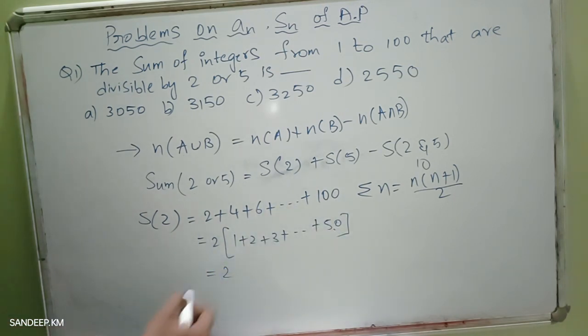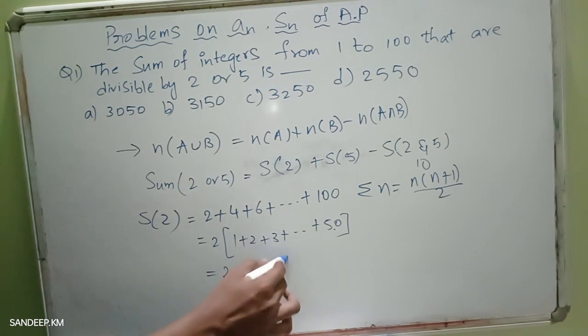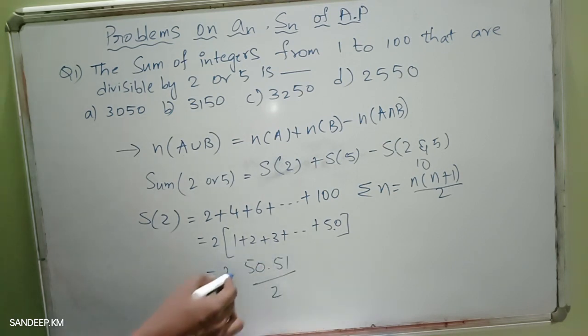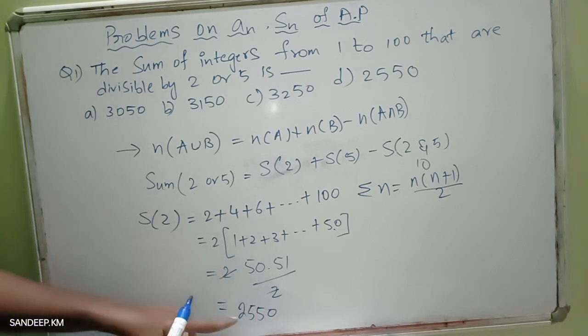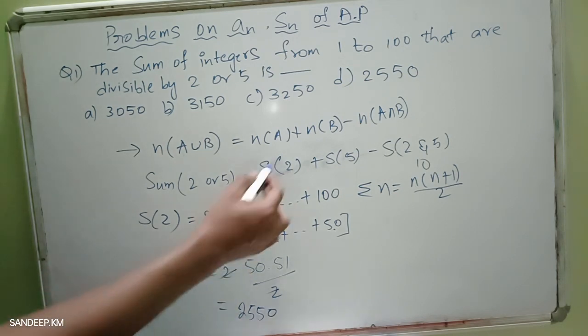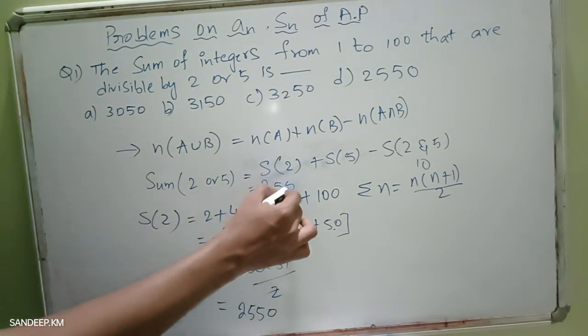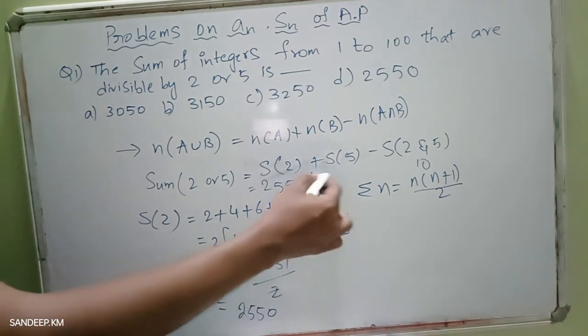So 2 as it is. Now the sum of these numbers is 50 into 50 plus 1 by 2. So cancel this and cancel this. Here you will get 0, 5, 2, 5. The sum of the numbers divisible by 2 is 2550. So here you can write 2550 plus.